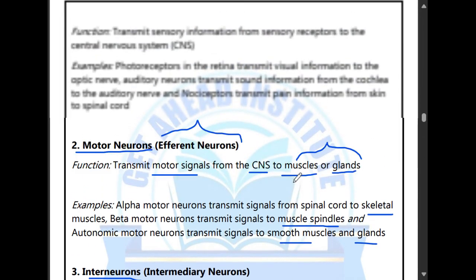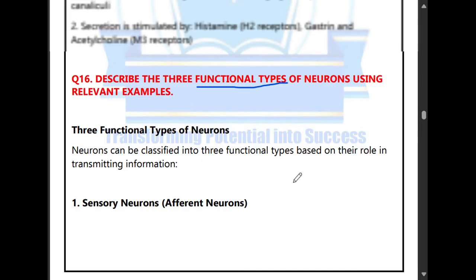Okay, so the question was about describing the three functional types of neurons using relevant examples. Describe the three functional types.